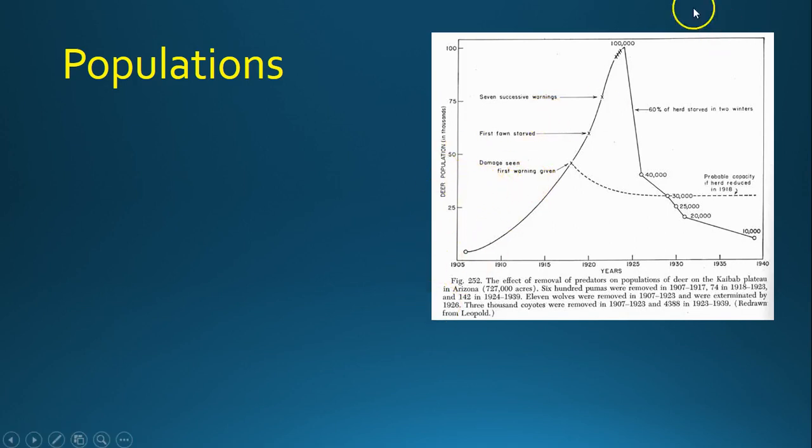So you can see where our population of deer was in 1905. They think it was way down here. And we started eliminating predators, and we see this population going up. This is starting to look kind of like that J curve, right?